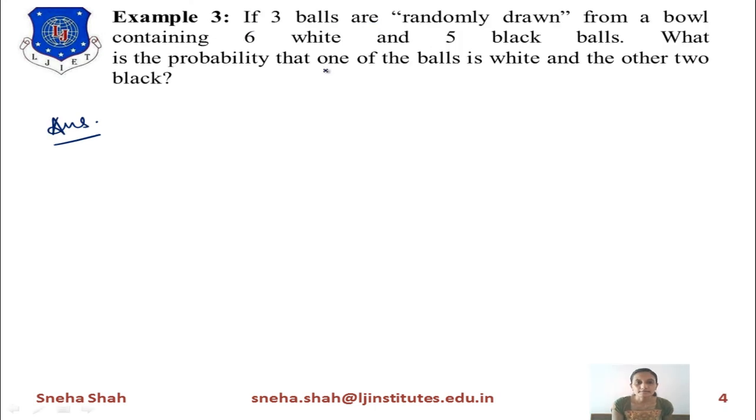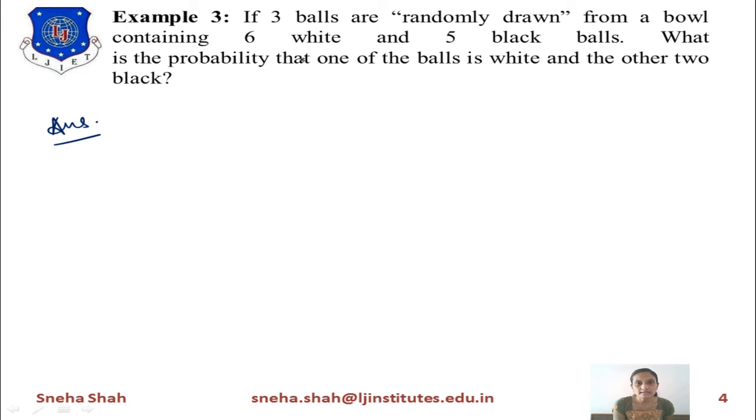Now the next example is: if 3 balls are randomly drawn from a bowl containing 6 white and 5 black balls, what is the probability that one of the balls is white and the other 2 black? Now how do we solve this example?